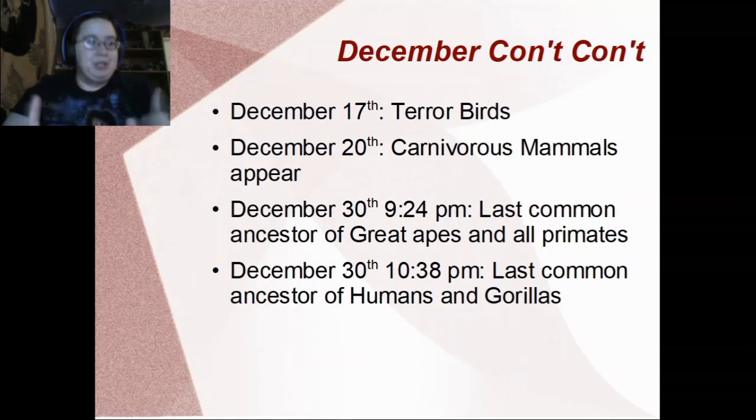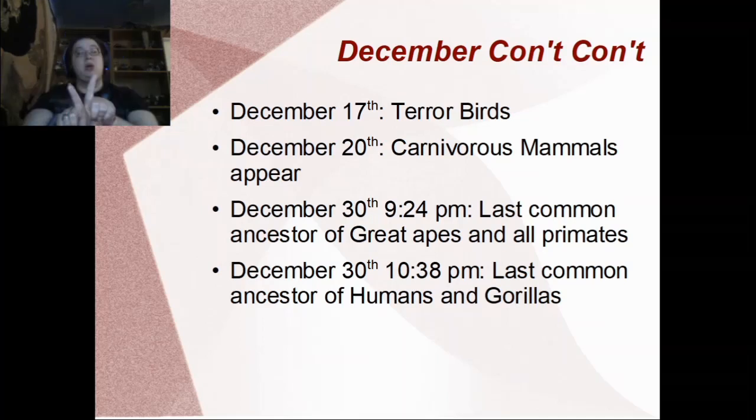So now we're getting into hours. And in fact, we're getting into minutes once we hit December 30th. At 9:24 p.m., the last common ancestor of the great apes and all primates actually existed. So this is when the great apes, so the tailless primates and great apes actually began to split off. This was at 9:24 p.m. the last common ancestor existed. At 10:38 p.m. the last common ancestor between humans and gorillas existed. So, not even an hour later, our ancestors broke off from the common ancestor for gorillas.